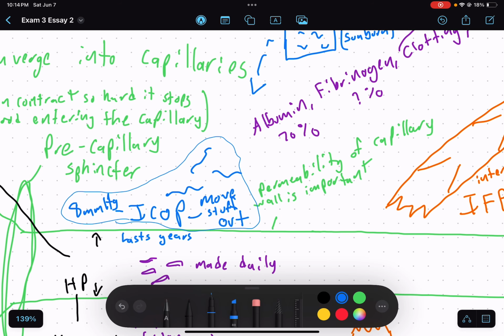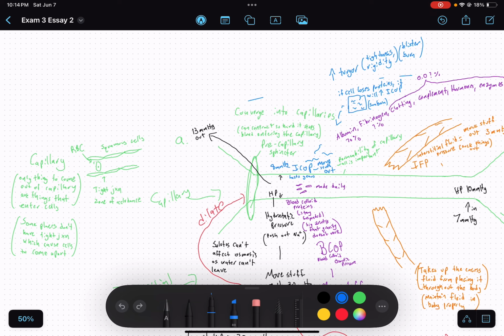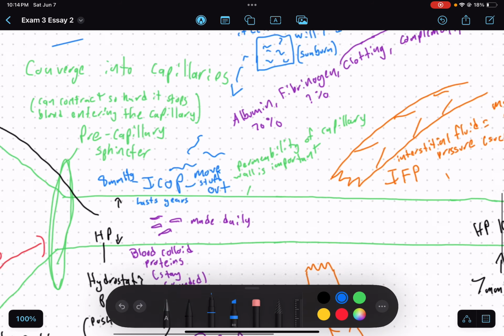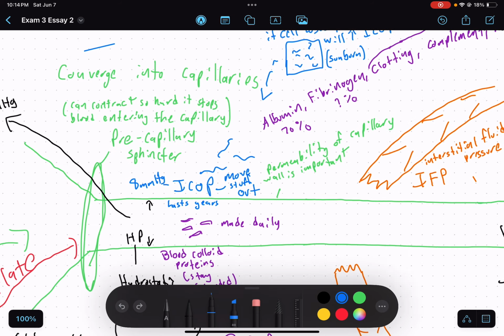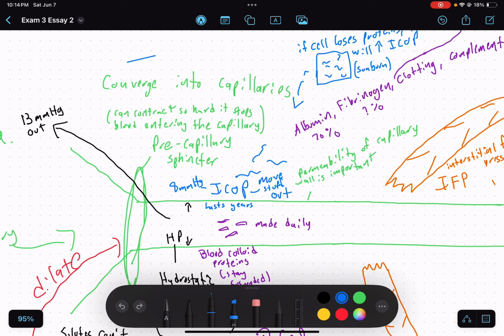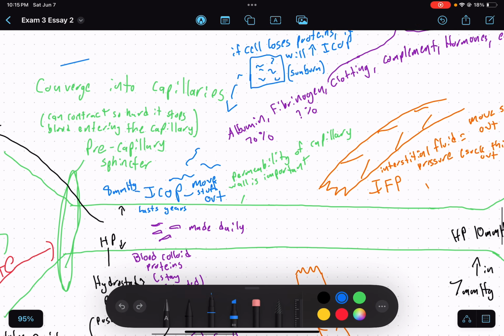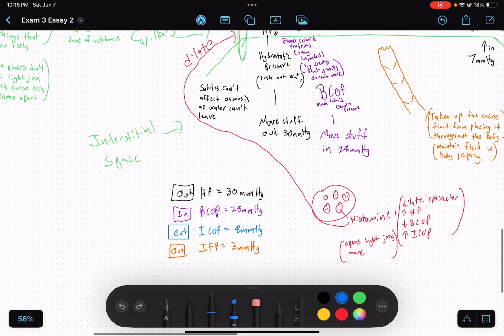And then we also have some proteins on the outside, which we're going to call this pressure ICOP, which is the interstitial colloid osmotic pressure. And that is going to be around 8 millimeters of mercury. And that's going to move fluid out that way.